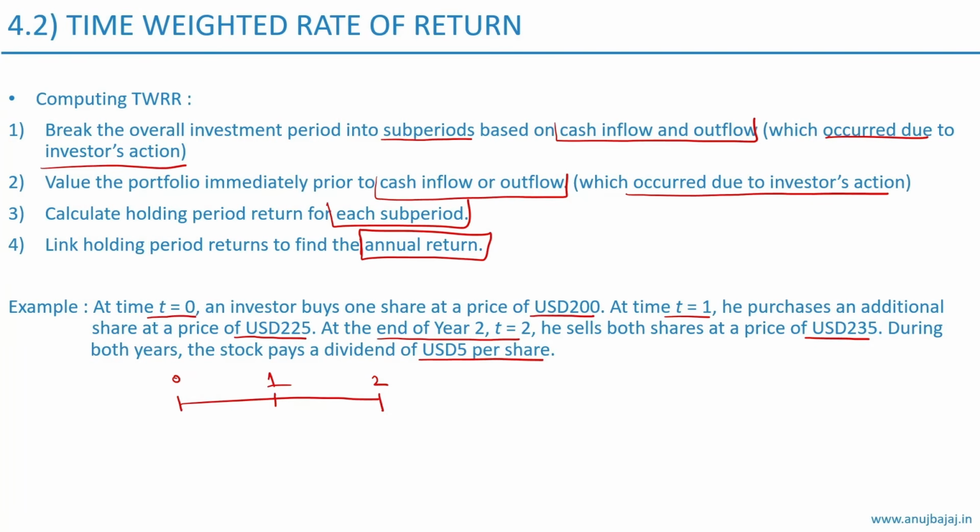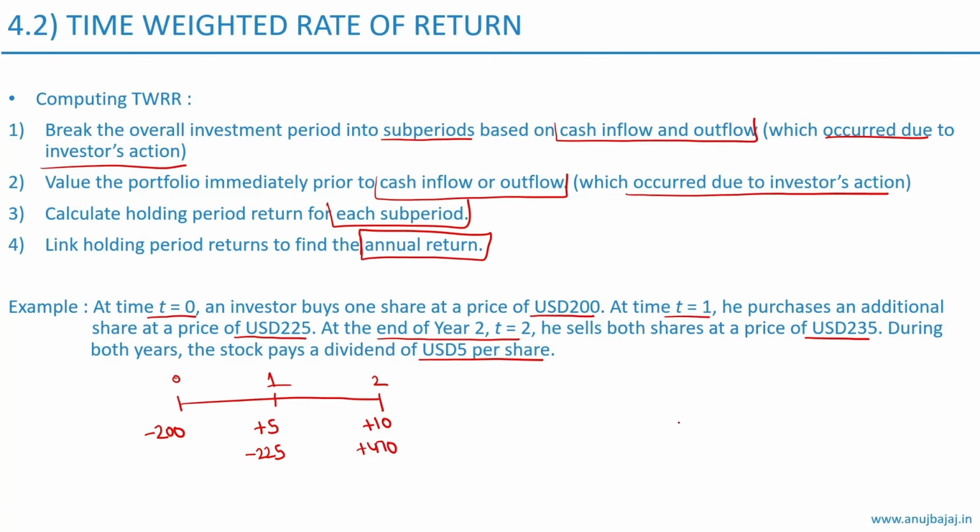At time 0, there was a cash outflow of $200. Then, at the end of year 1, he received $5 as dividend. He also purchased a share for $225. Then, at the end of year 2, he received dividend on 2 shares, which was $10. And he sold both the shares for $470.